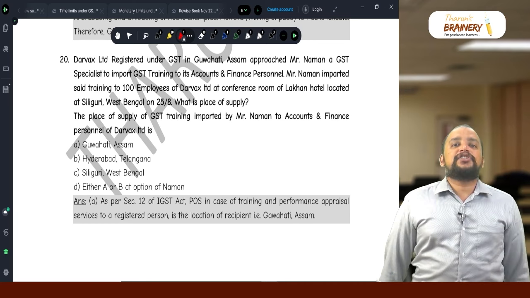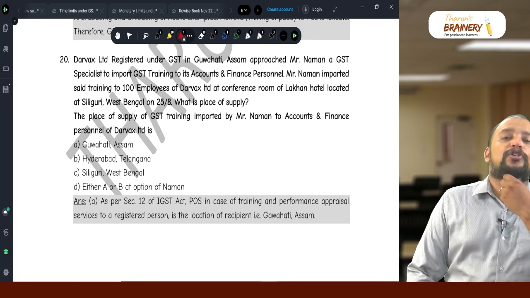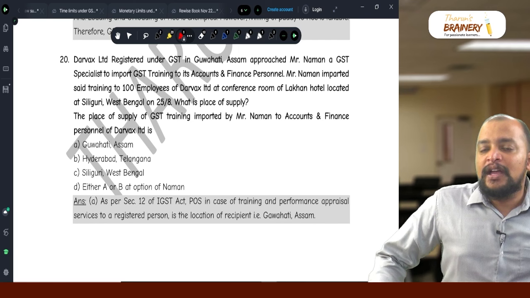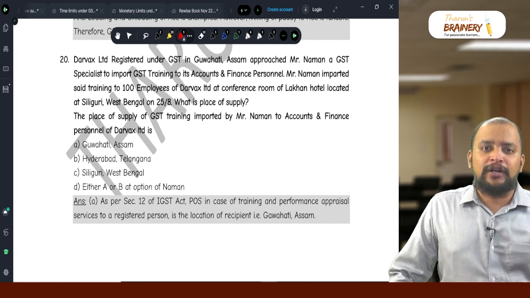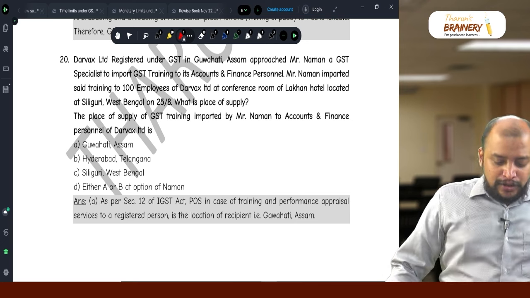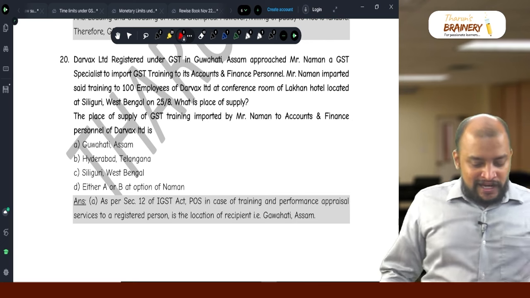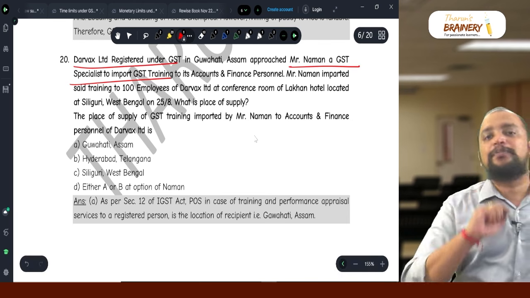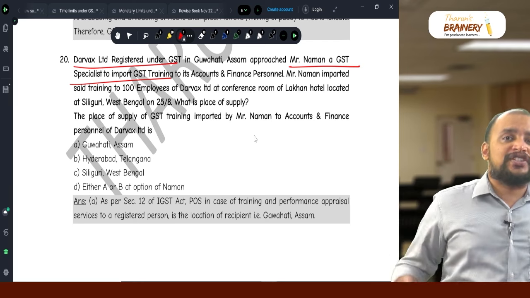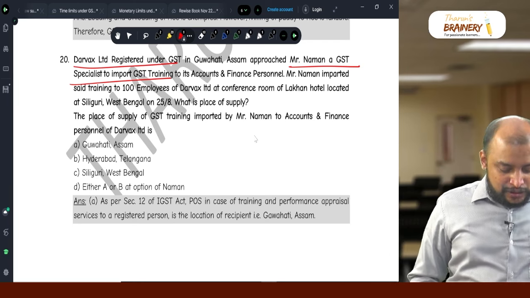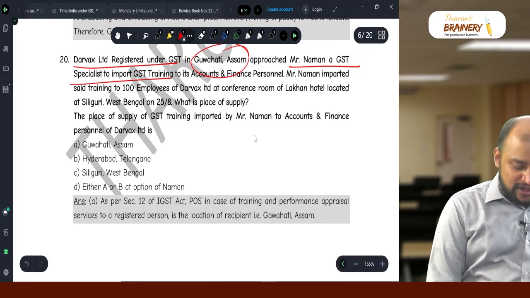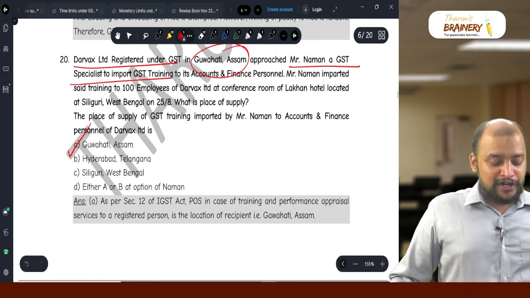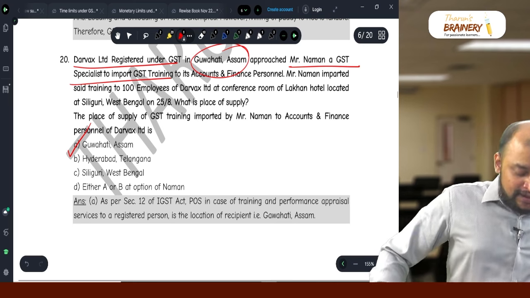So first, section 12 is applicable in this case because both are located in India. And in case of training and performance appraisal, B2B, location of recipient; B2C, location where services are actually performed. In this case, it is B2B because training is provided by Naman, a GST specialist, to THARUN'S Limited, registered. So B2B, we need to take location of recipient. What is the location of recipient? Guwahati, Assam. So we need to take Guwahati, Assam as the place of supply. Suppose if the recipient is unregistered, we would have taken location where services are actually performed, that is West Bengal. But in this case, the answer is Guwahati, Assam.